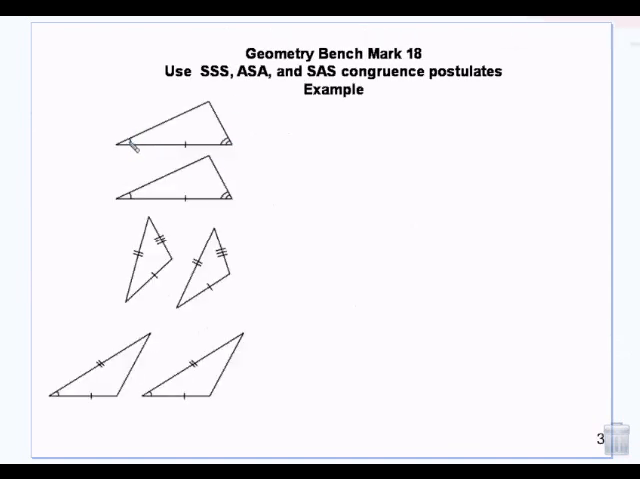I have an angle, and then a side, and then an angle. So that's going to be angle, side, angle. Here I have sides, all three sides. That's side, side, side. And here I have side, and then an angle, and then a side.